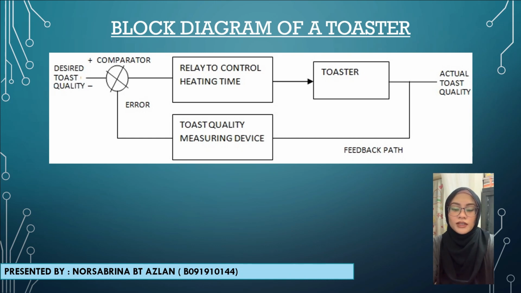In this slide, I will be explaining the block diagram. As you can see from the figure, this is a representation of the block diagram of a toaster. The input will be the desired toast quality. Next, it is transferred to the comparator. From there, it is transferred to the controller, which is the relay to control heating time. Then the signal is input into the system, which is the toaster. Since this is a closed-loop control system, there is a feedback path from the system, which is the toast quality measuring device. If there is any error in the system, the loop will repeat itself until we get the desired output, which is the actual toast quality.